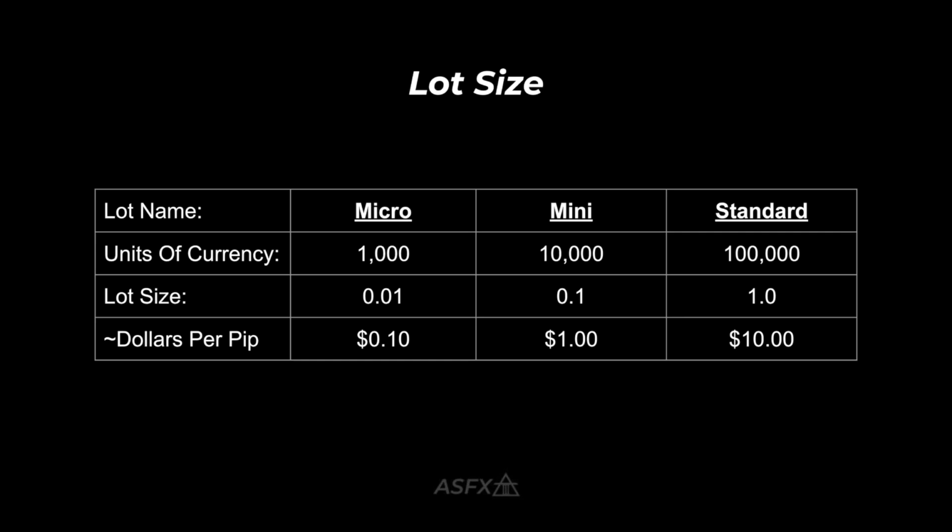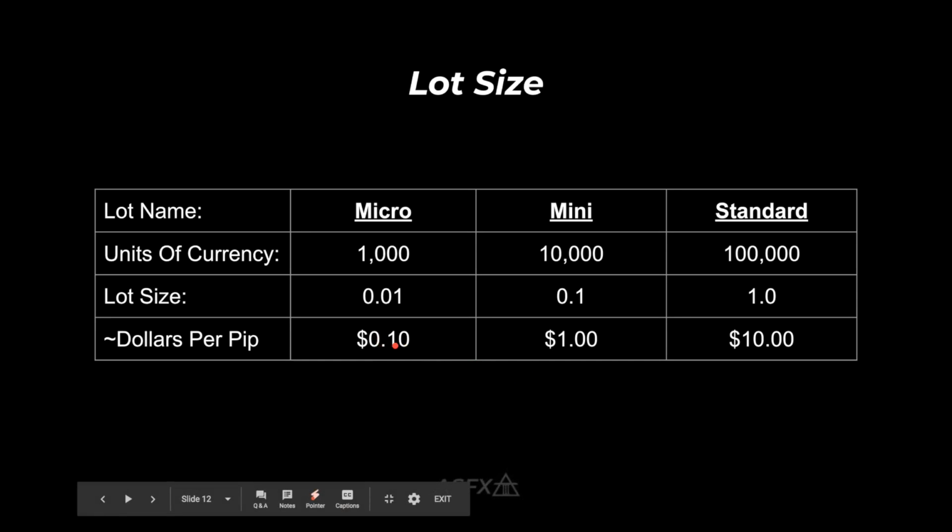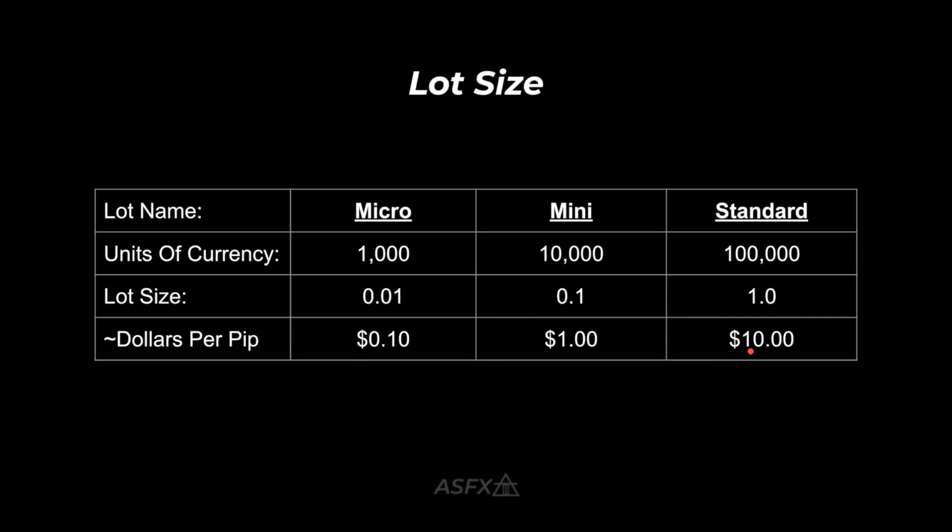Now, dollar for pip, these lot sizes will change how much your trades are worth because you can see micro lots are only worth 10 cents per pip. Mini lots, on the other hand, are worth $1 per pip, and standard lots are about $10 per pip. Now, this is going to change depending on what currency pair you're trading, but keep this in mind if you were to think about a trade example in your head. Let's say a trade moves 10 pips. If you were trading micro lots, you'd only make about $1. But if you were trading standard lots, you could make $100. So that same piece of movement on the same chart could pay one person $10 and one person $100.